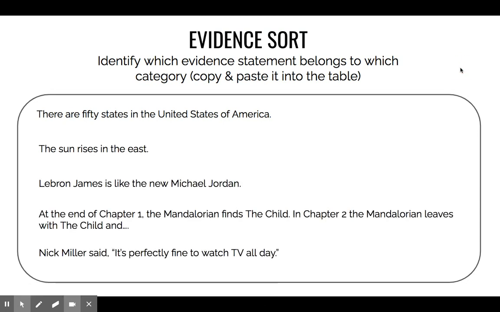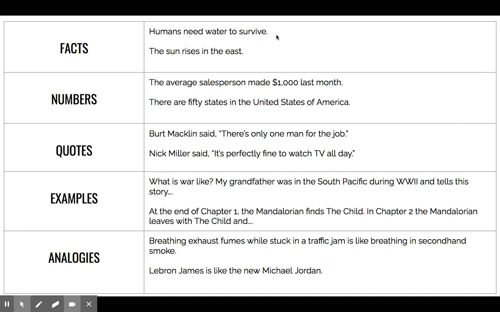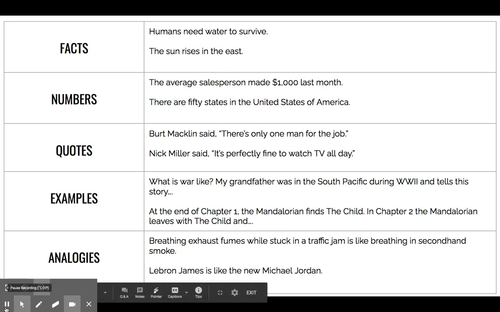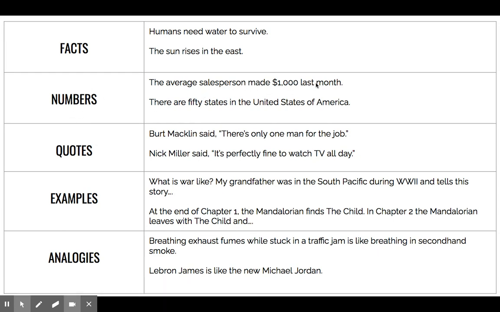All right. So let's look at which one belongs in which category. Humans need water to survive. The sun rises in the east. These are facts that have been accepted for so long. Numbers: the average salesperson made $1,000 last month. This one might have tricked you. There are 50 states in the United States of America. Yes, this is a fact, but we have a number here. Even though it doesn't look like actual numbers, it's written out. There are 50 states. This is a number. Like I said, if you see a number, that means it's in the number category.